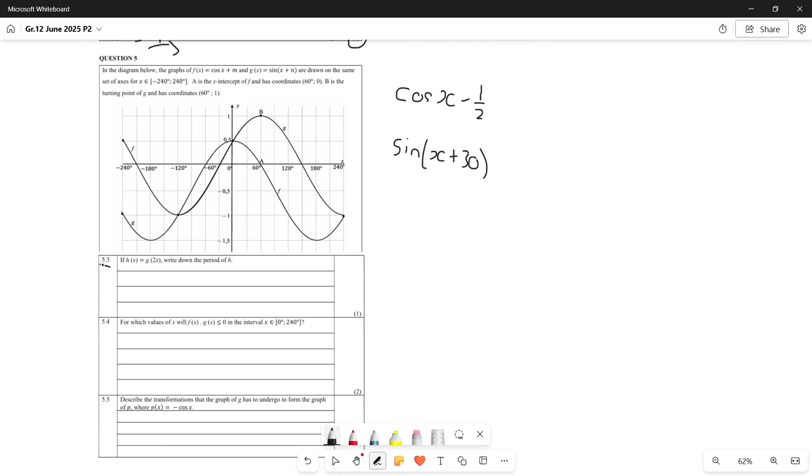So now we're on question 5.3. It says if h of x equals g of 2x, write down the period of h. Okay, so here's our g graph and they are saying h of x. So h is the new graph that we are turning this guy into. What they are doing is they are adding a 2 to our x. And the way that we would usually add that is in front of the x and the shift, which means that if we want the period of our h, this number here is now affecting our period, this 2.